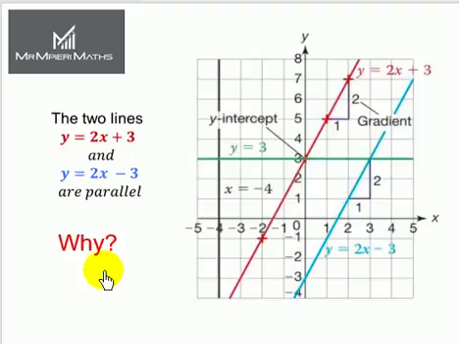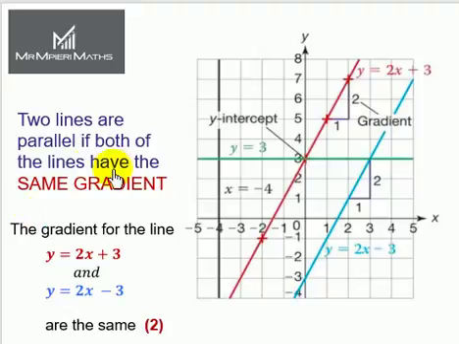Would you identify those conditions looking at these two lines? Great. So, two lines are parallel if both of the lines have the same gradient. If you look at this one here, the gradient of this line is 2. If you look at the blue line, the gradient is again 2. So they have the same gradient. That's why you have 2x here, and that's why you have 2x here. The gradients are the same.